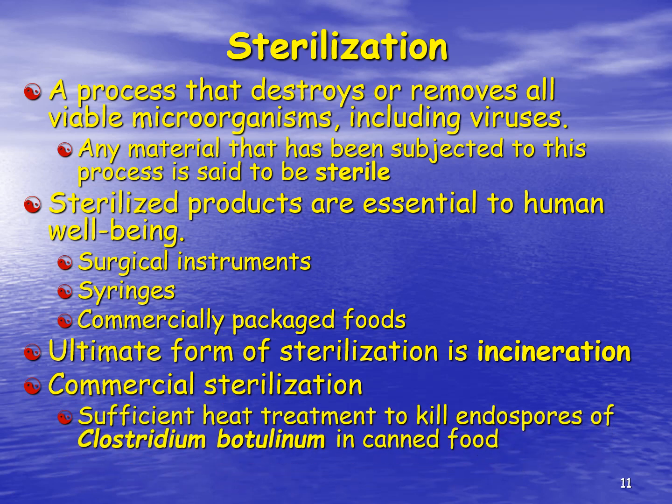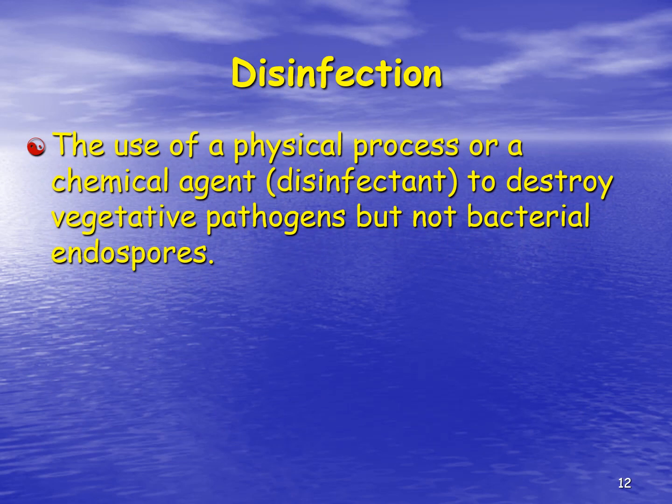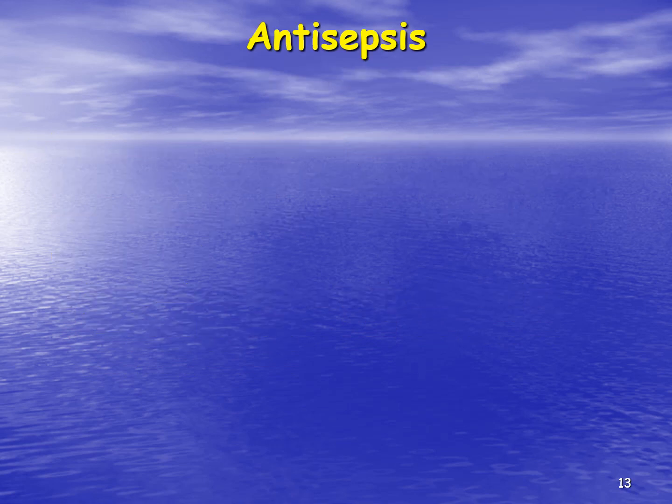Commercial sterilization is where we use sufficient heat to kill endospores of Clostridium botulinum that would cause botulism in canned foods. Now, disinfection is the use of a physical process or a chemical agent, a disinfectant, to destroy the vegetative pathogens, but disinfection will not get rid of bacterial endospores. Disinfectants are normally only used on inanimate or non-living objects.